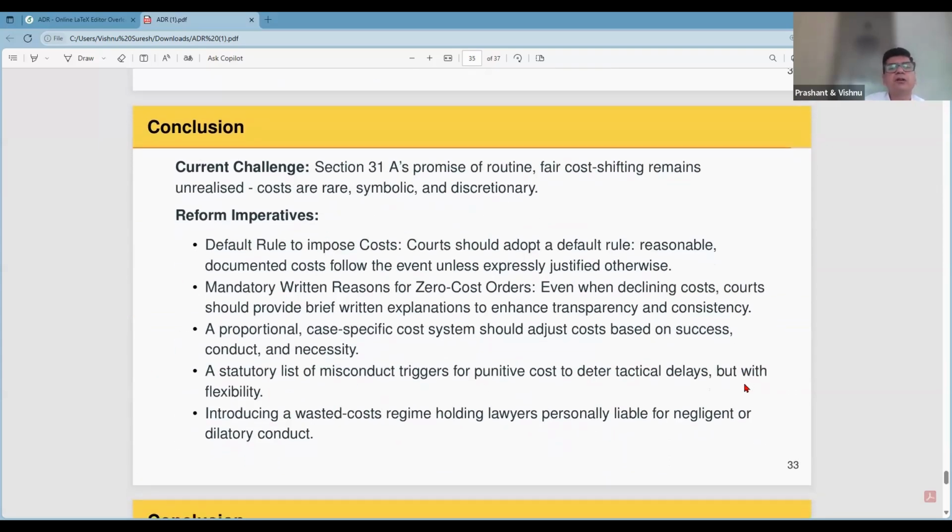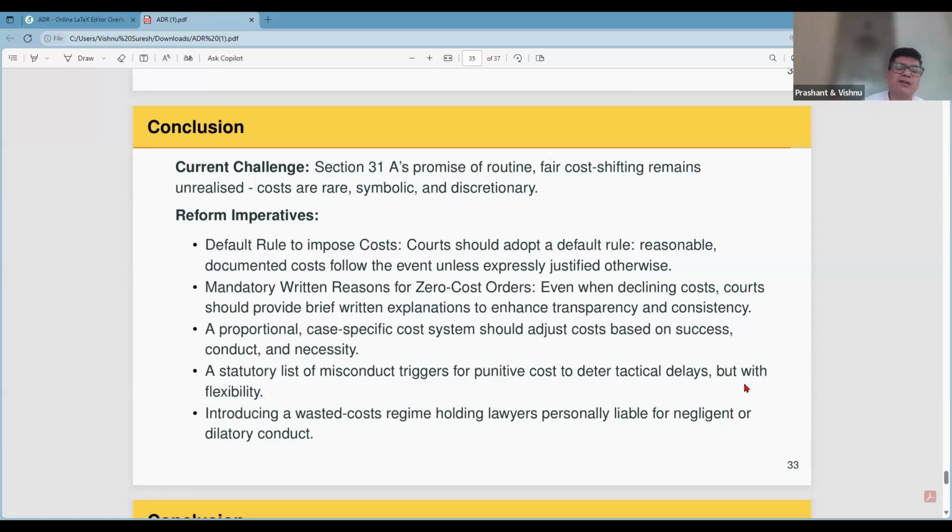So we conclude that Section 31A is rather symbolic because costs are rare, and it's because of the discretion vested in the judge that the promise remains unrealized. And the reform imperative is what I just discussed: there should be a default rule to impose cost, coupled with a mandatory written reason for zero cost orders.